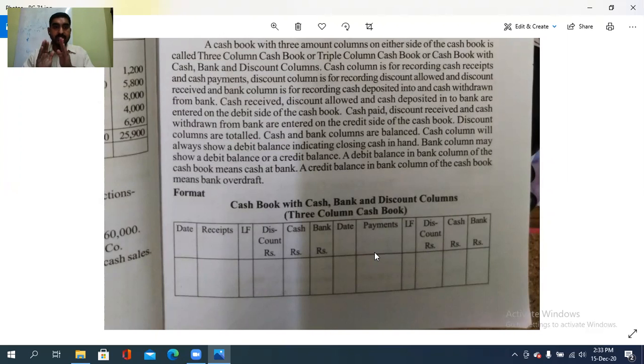Date, particulars, journal ledger folio, cash, discount, bank, or discount, cash, bank. Cash receipts, bank deposits and discount allowed are on the debit side. In the same way, on the opposite side, the payment side, there are cash payments, bank withdrawals, and discount received. Same format, but 3 columns on both the sides. That is the only difference.